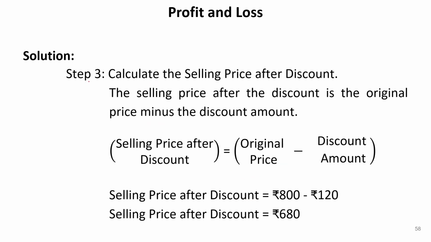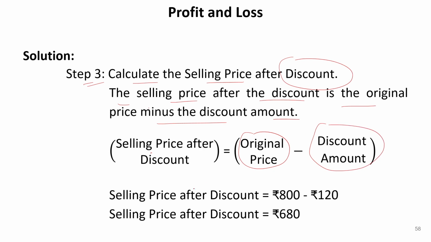Now step 3: calculate the selling price after the discount. The selling price after the discount is the original price minus the discount amount. So selling price after discount is equal to 800 minus 120, which is equal to 680.